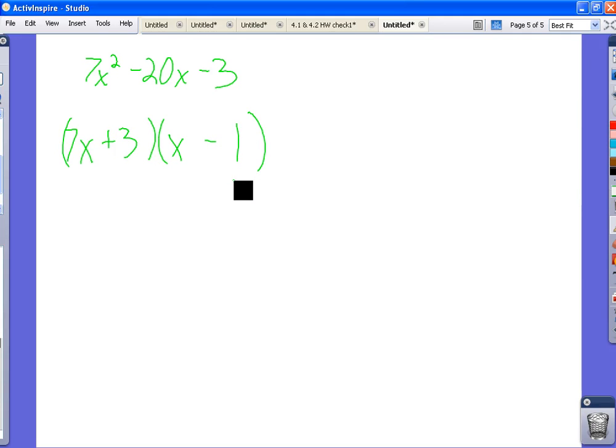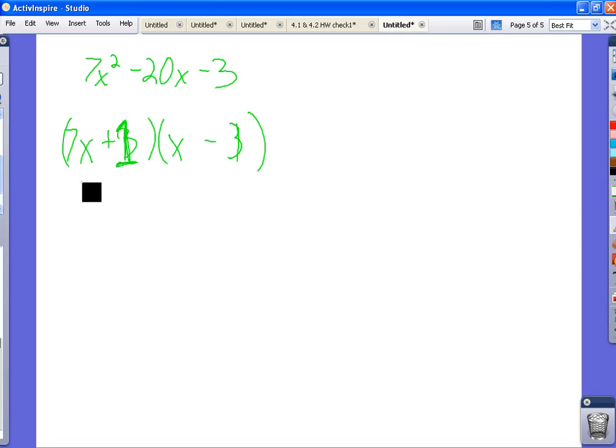Okay. Now we're just going to have to check and make sure, because these two numbers aren't going to add together to make negative 20 anymore. You have to multiply one of them by 7. So let's see what happens. It would be the other way around, though. Negative 3 and positive 1. Now you did it in your head and found, oh, I've got to have a negative 21x plus a 1x gives me that negative 20x. Right? We just want to check and make sure.